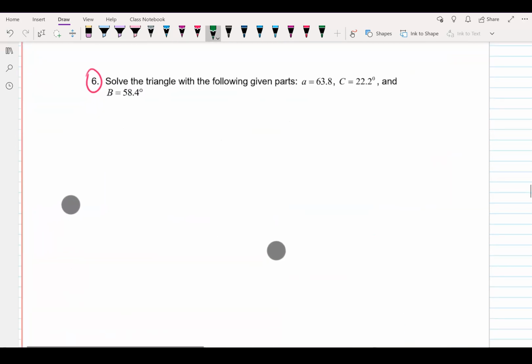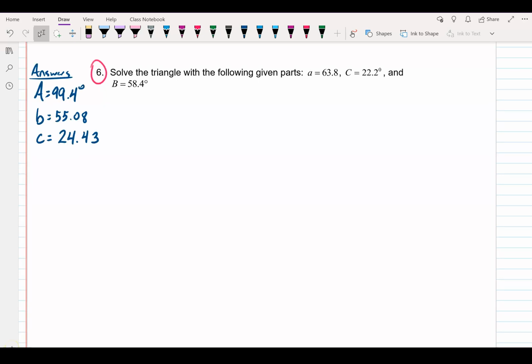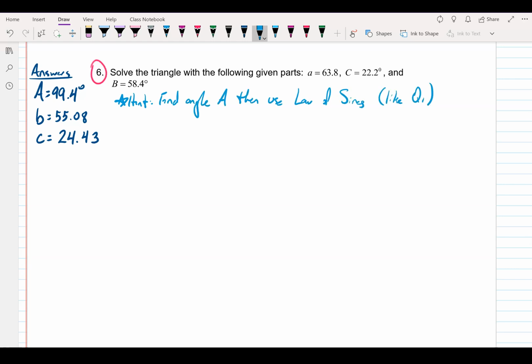Now for question 6, same sort of thing. I'm going to have you try it yourself. I'll put the answers here first, just so that you can have a chance to pause the video and try it yourself. Okay, there's the answers. That's what you should get if you solve this question yourself. Those are just the missing pieces. And now I'm going to give you a hint for those of you who want to know where to start with this. So my hint is find angle A, then use the law of sines, just like question 1. So if you relate this question to question 1, you'll see what I mean. Let me just write out the givens, just to give you a little push in the right direction.